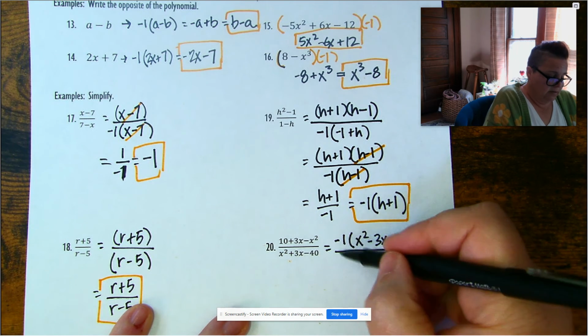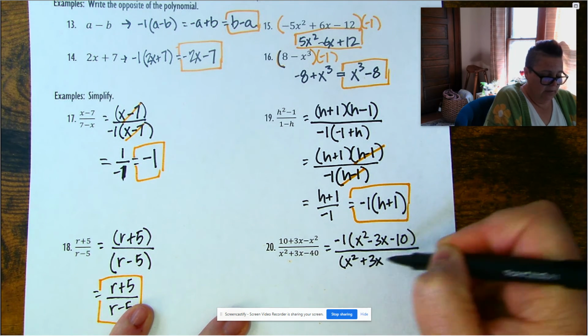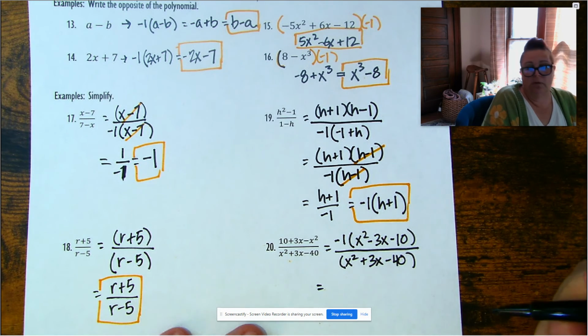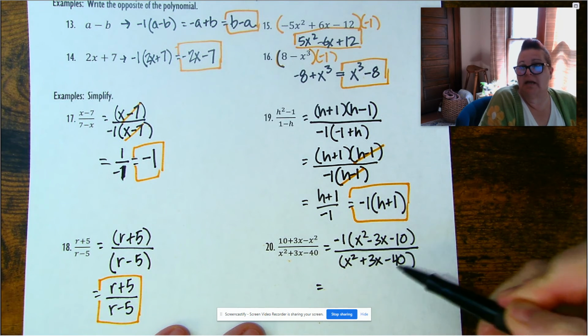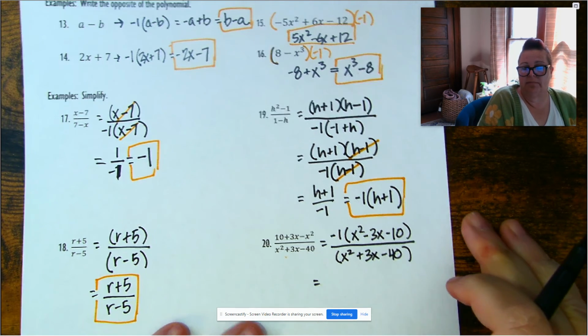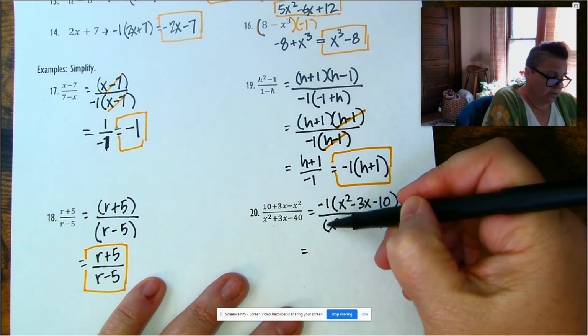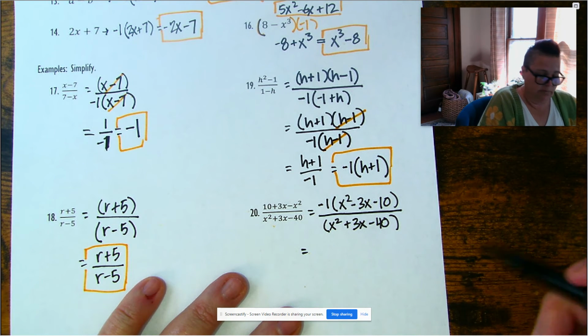In the denominator, then, I have an x squared plus 3x minus 40. Okay. These are both quadratic trinomials. I do need to try and factor them. So I'll use mental math, because these both start with a 1. I don't need to use grouping all the time if it starts with 1.